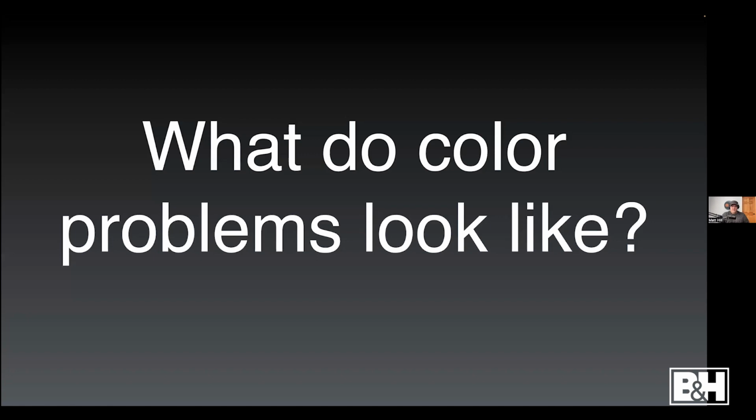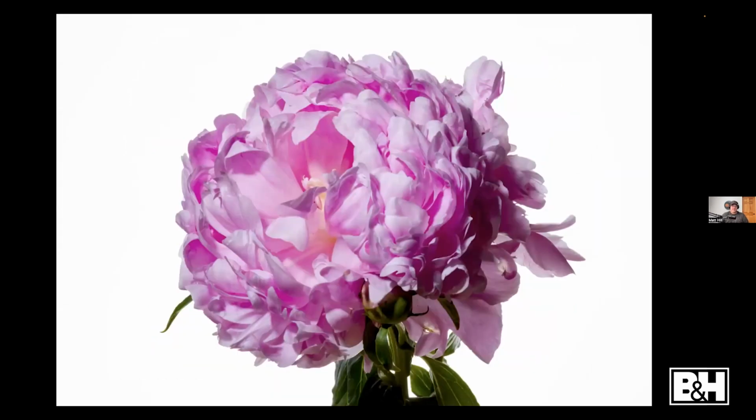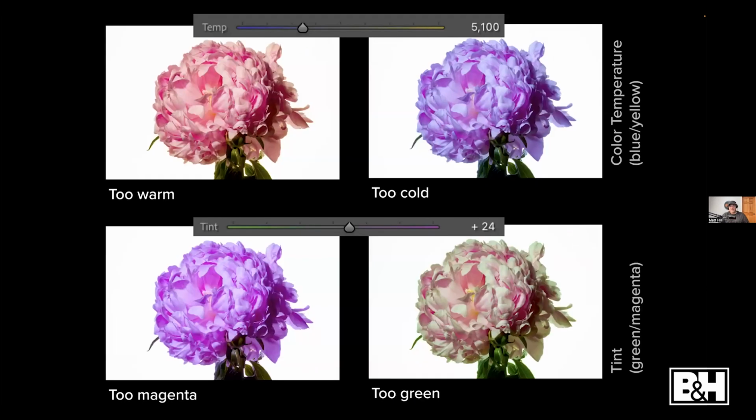So what do color problems look like? Well, let's take a look. We've probably seen this, but I want to belabor the point. Sometimes it can be too warm, like you see over here on the left, or sometimes too cold. And that's your color temperature slider in Lightroom, blue and yellow. Or sometimes it's too magenta or it's too green, and that's the tint slider in Lightroom, and that's either green or magenta. And as you slide it one way or the other, it affects the entire image. It's adding or subtracting one color or the other. And when you do it right, it ends up looking like it should, as opposed to variants of other things.